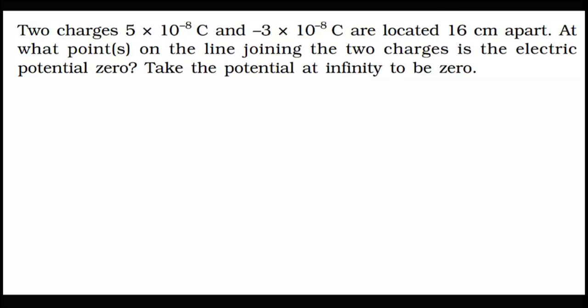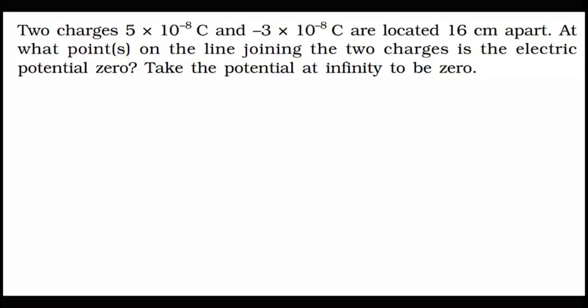So let us deal with the first problem. Two charges, 5 into 10 to the power minus 8 coulomb and minus 3 into 10 to the power minus 8 coulomb, are located 16 centimeter apart. At what point or points on the line joining the two charges is the electric potential 0? Take potential at infinity to be 0.